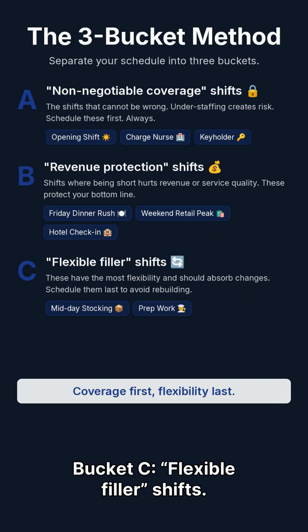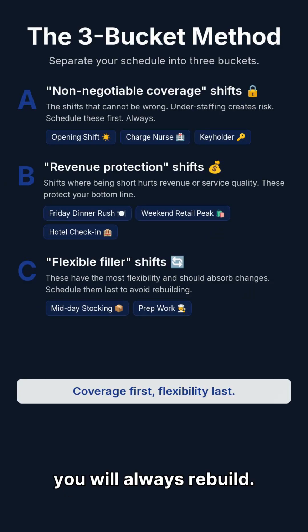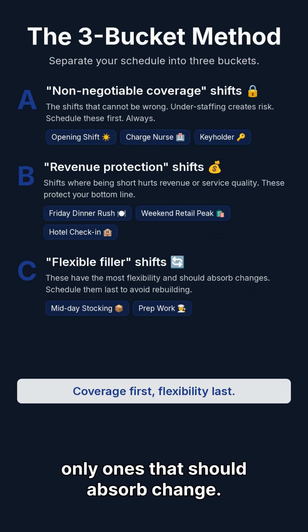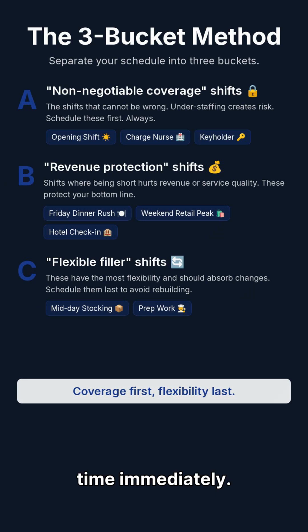Bucket C, flexible filler shifts. These are the shifts with the most flexibility. If you try to schedule these first, you will always rebuild. So you schedule them last, because they're the only ones that should absorb change. This one change, coverage first, flexibility last, cuts scheduling time immediately.